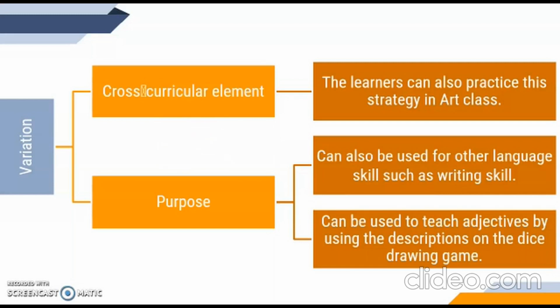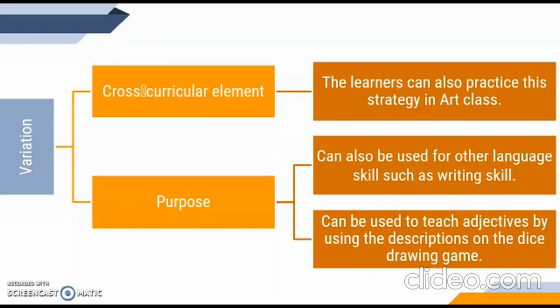This strategy can be varied by using two methods. The first one is the cross-curricular element. The learners can also practice this strategy in art class, as we are trying to promote the affective strategy. So some of the materials in this strategy can be used in the art class, for example, the dice drawing game and the mask.